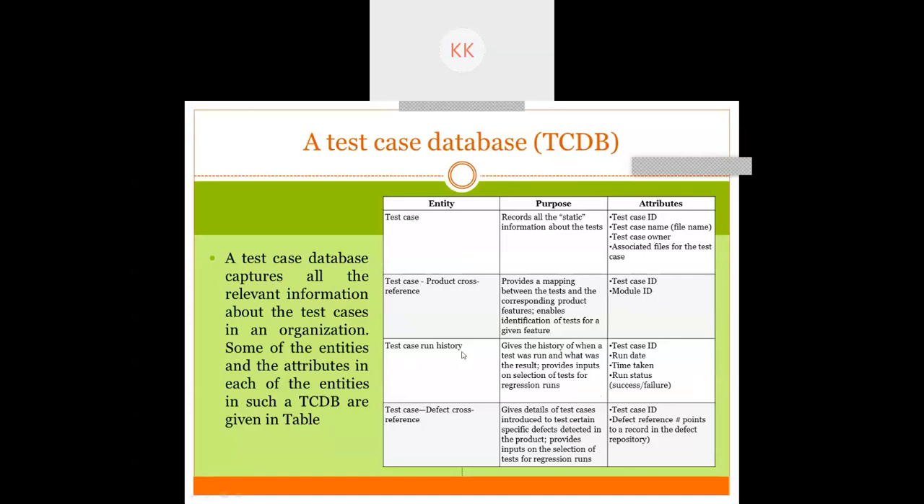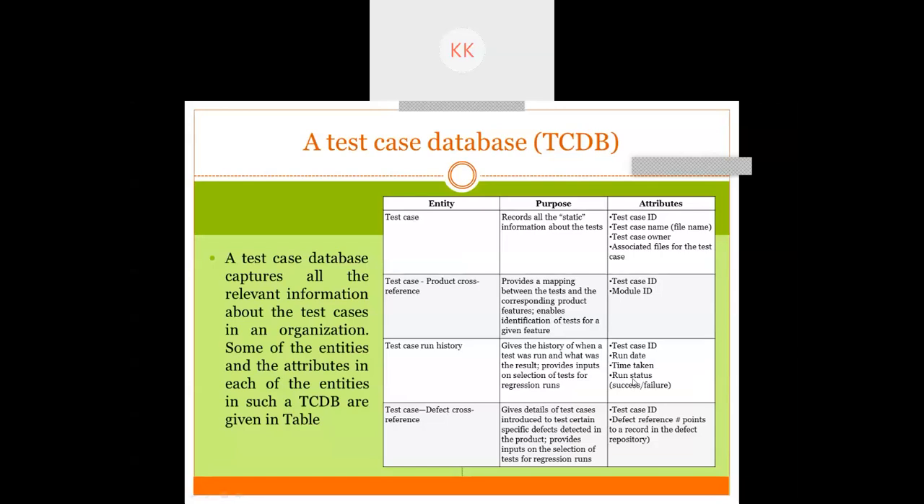Then test case run history gives the history of when a test case was run and what was the result. It provides input on selection of tests for regression runs. Regression runs we have already seen. When there is any change in a product, we need to test. If there is any change in the functionality of one functional unit, you need to test the whole of the project. This is called regression testing. So here we can have test case ID, run date, time taken, run status, pass or fail.